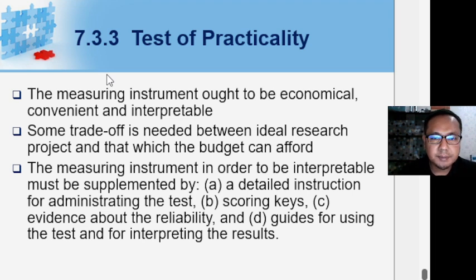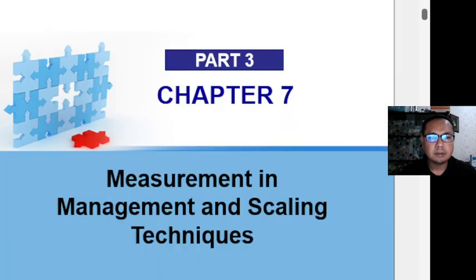Okay, some trade-off is needed between the ideal research project and that which the budget can afford. Then the measuring instrument, in order to be interpretable, must be supplemented by detailed instructions for administering the test, scoring keys, evidence about the reliability, and a guide for using the test and for interpreting the results. Okay, so that's some idea about this. Measurement in management and scaling technique. Okay, so that's all for chapter 7.